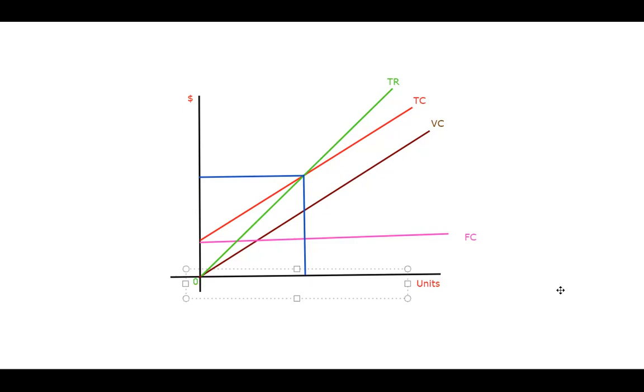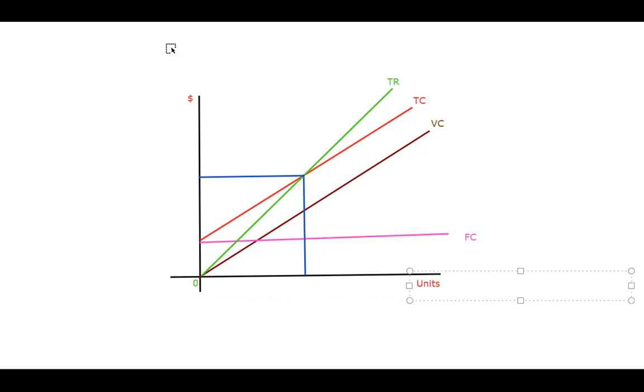So at the zero point, variable cost is 0. But we are still paying our total cost, the fixed cost. That's why total cost will start from here. Remember that. Look at this point. This much is your fixed cost. The rest of it is your variable cost.